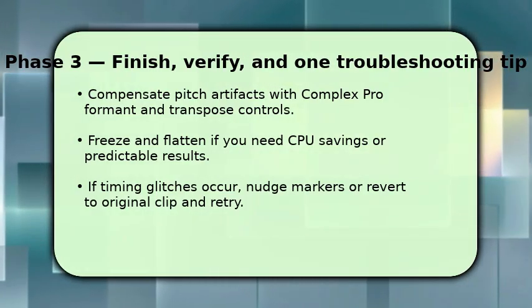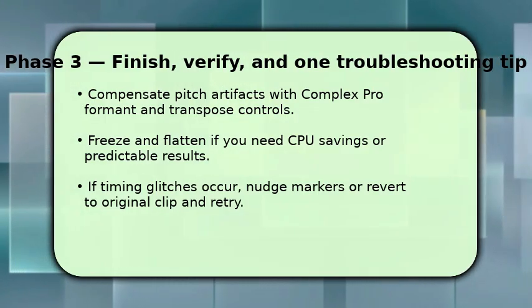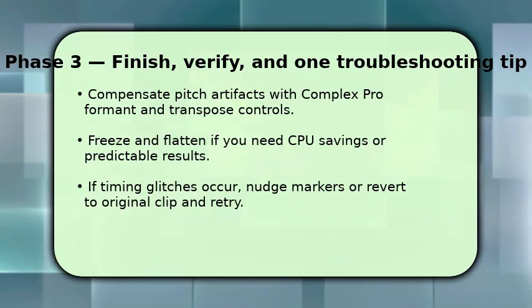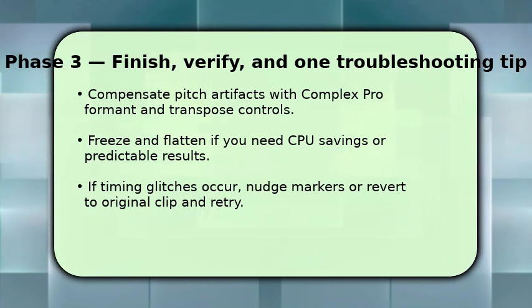If you encounter timing glitches or odd warble, stop, undo the last marker, nudge it by a few ms, or switch to a different warp mode. That single marker often causes most problems.